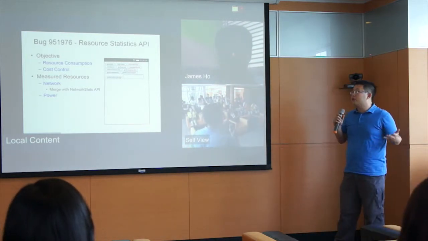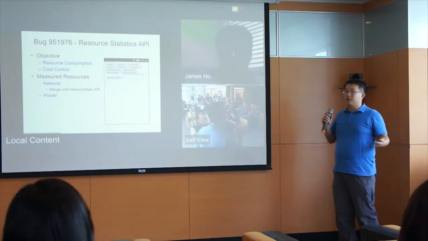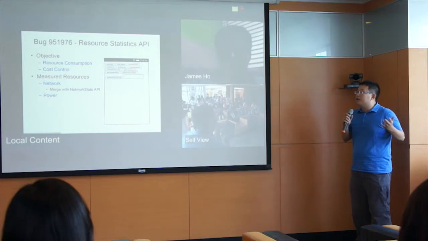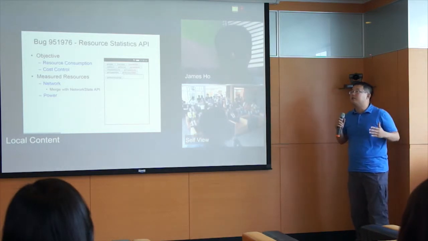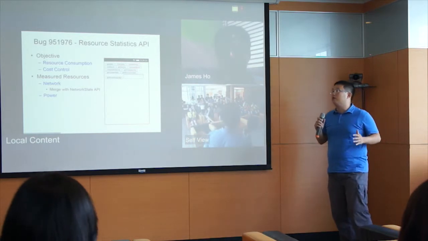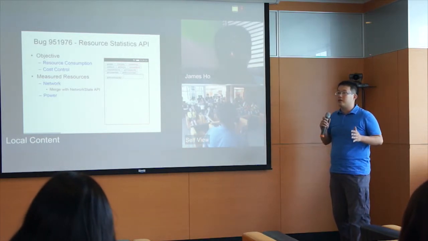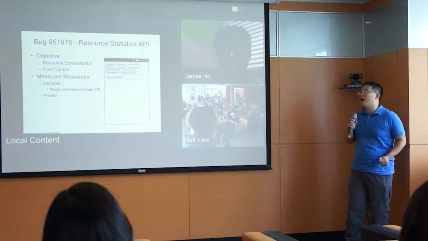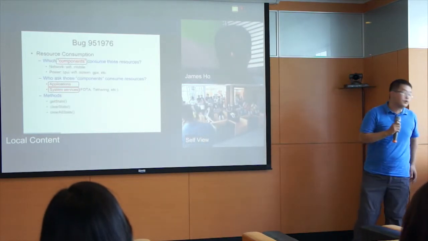And we have 2 major results. We want to measure 2 results: the network and the power. So this API is somehow inherited from the existing network test API. And one of the goals of this API is to merge the network test API and the power test API into one single API.